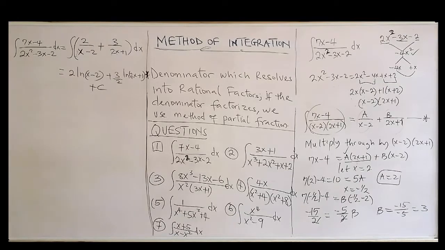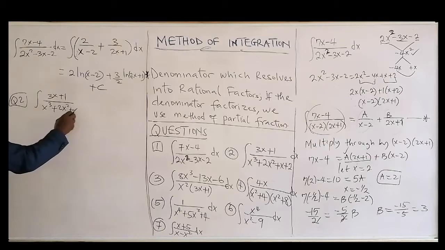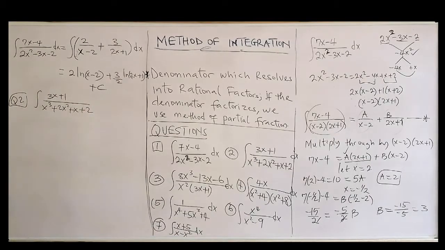Then we go to question 2. Question 2, we have the integral of (3x plus 1) over (x cubed plus 2x squared plus x plus 2). Let's first of all look at it very well. It is established that the degree of the denominator is higher than that of the numerator.